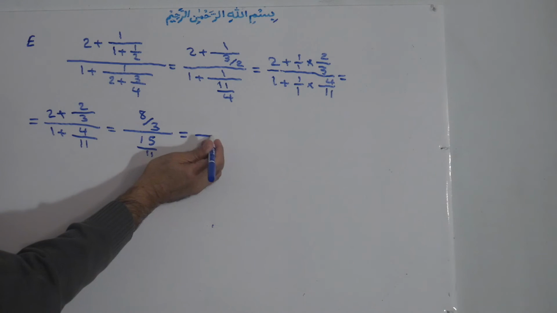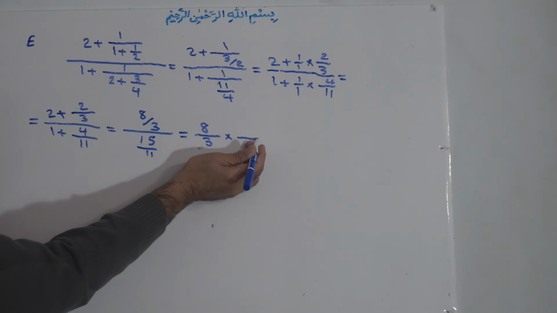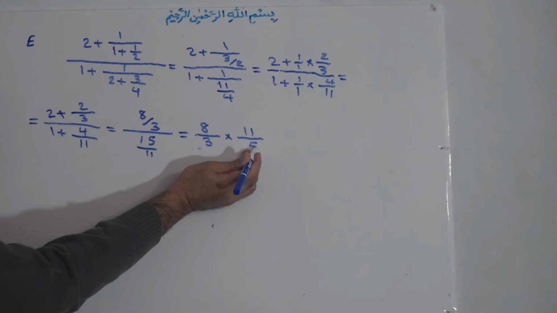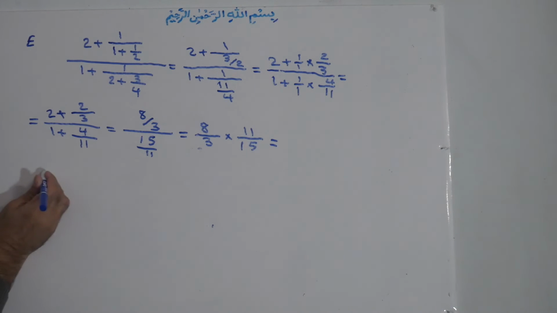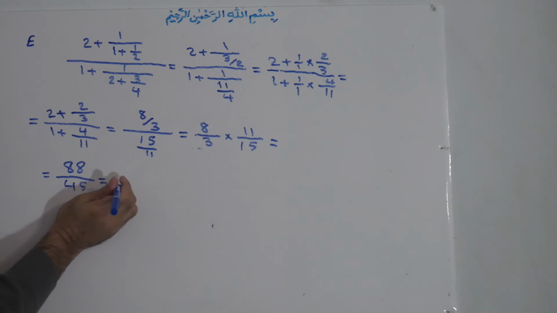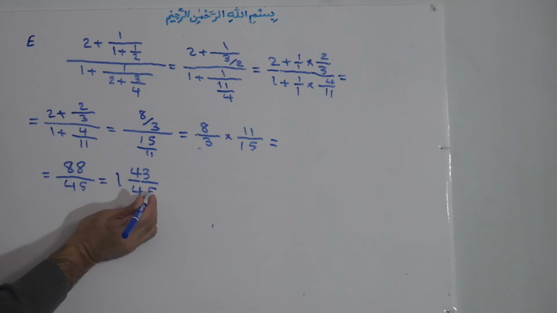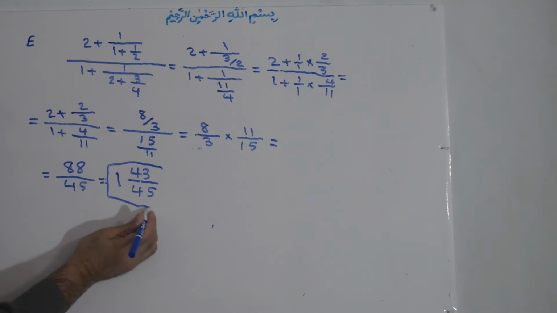That is equal to 8 over 3 times 11 over 15, equal to 8 times 11 is 88, and 3 times 15 is 45. Now we know the division, we divide this one by this one, and it becomes 143 over 45. This is the answer.